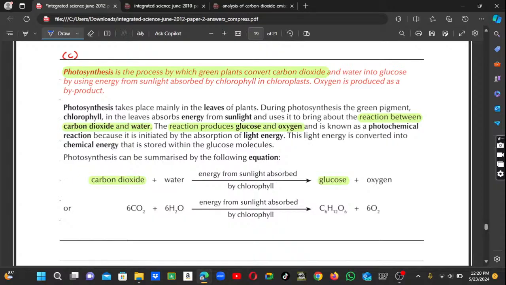It is initiated by the absorption of light. So the light energy is converted into chemical energy. Once the chemical energy is stored within glucose molecules, then photosynthesis can be summarized. Alright, so here, guys, we're just going to give a quick equation of photosynthesis. So we are talking about carbon dioxide.